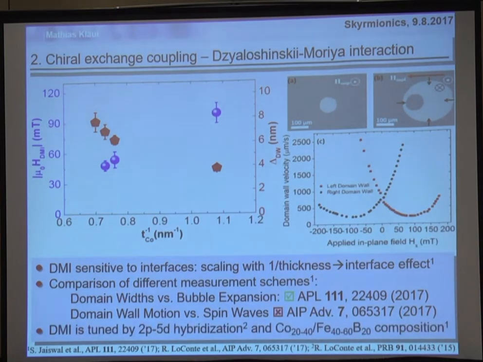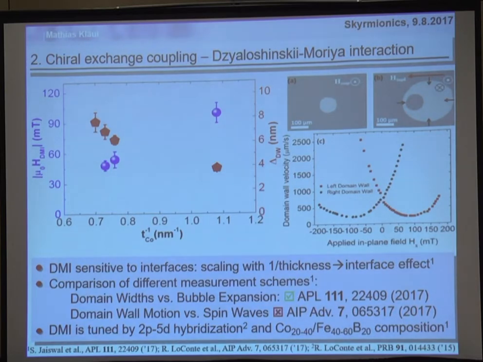But I think the important message here is don't trust the paper which says I measured the DMI. Only trust the paper saying I measured the DMI using this method. And I think if you use the same method, then you can compare different systems. But you cannot compare 2 different systems measured with 2 different methods.